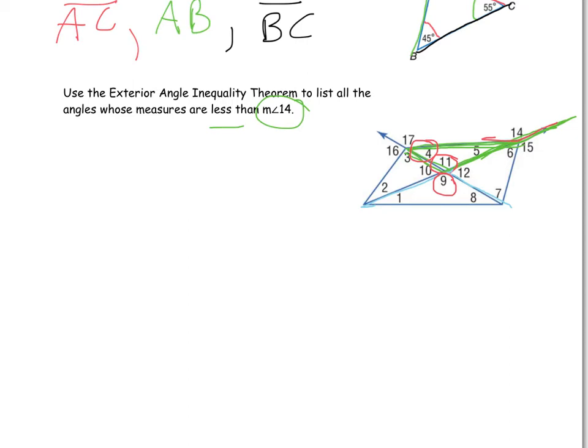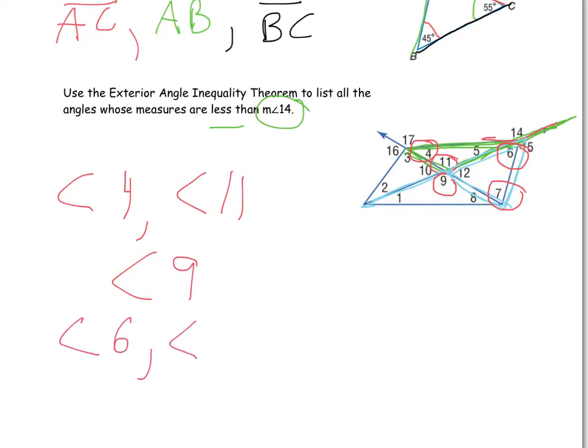But at the same time, angle 9 is an exterior angle for this triangle right here. Well, it still follows by the same rules that the exterior angle is greater than the two remote interior angles, which would be angle 6 and angle 7. Now we can add those to our list. We have angle 4, angle 11, angle 9. We can add angle 6 and 7 because if angle 9 is less than angle 14 and angle 9 is greater than 6 and 7, then 14 must also be greater than 6 and 7.